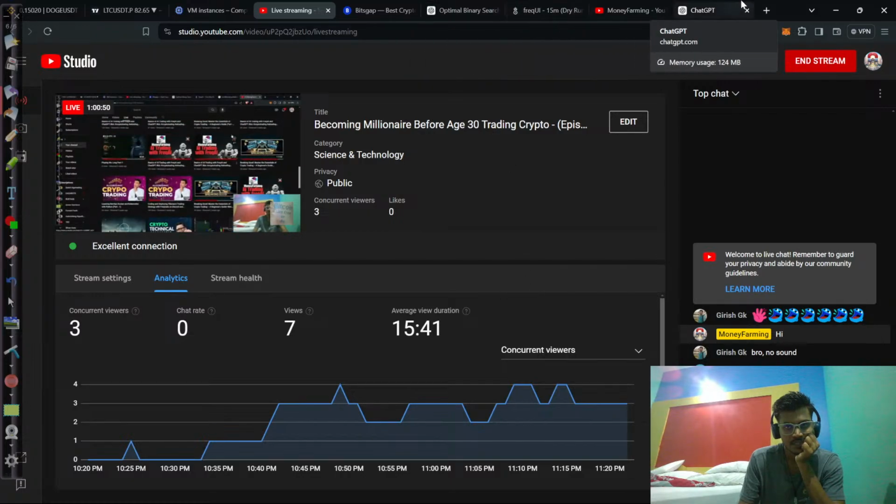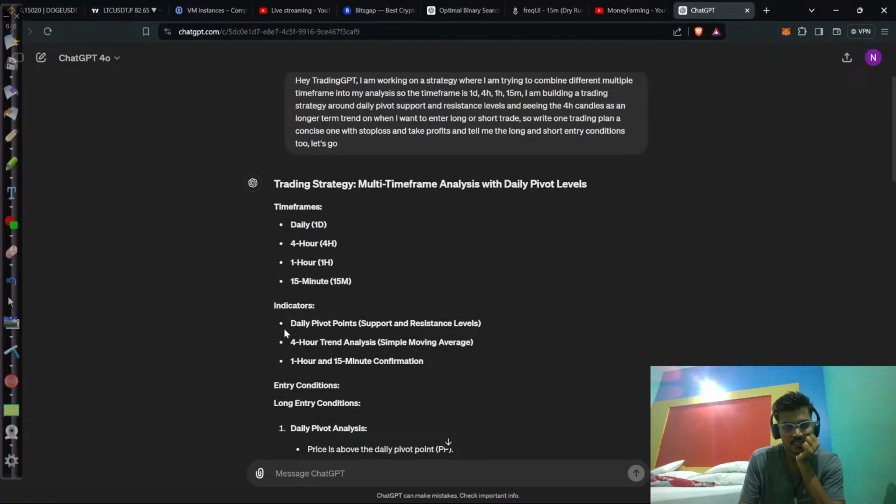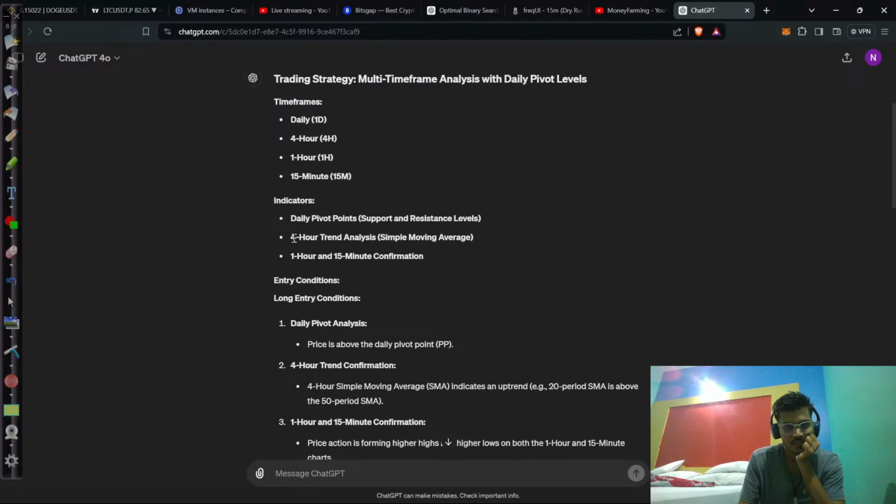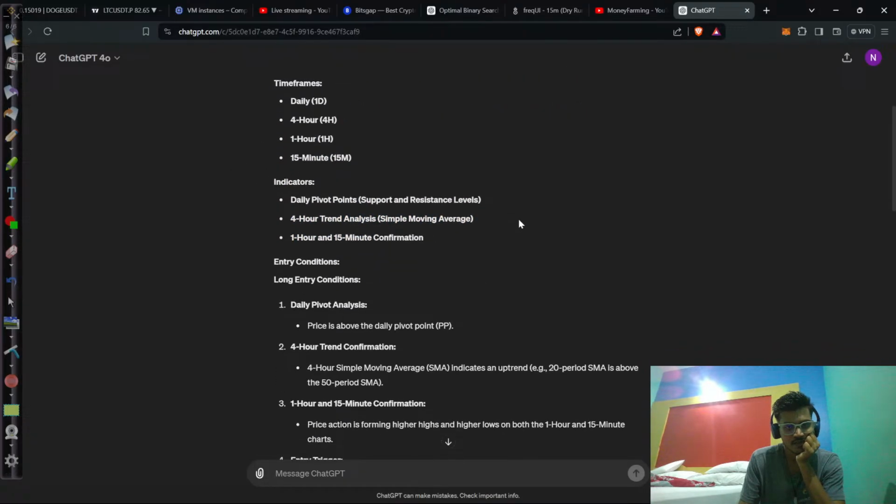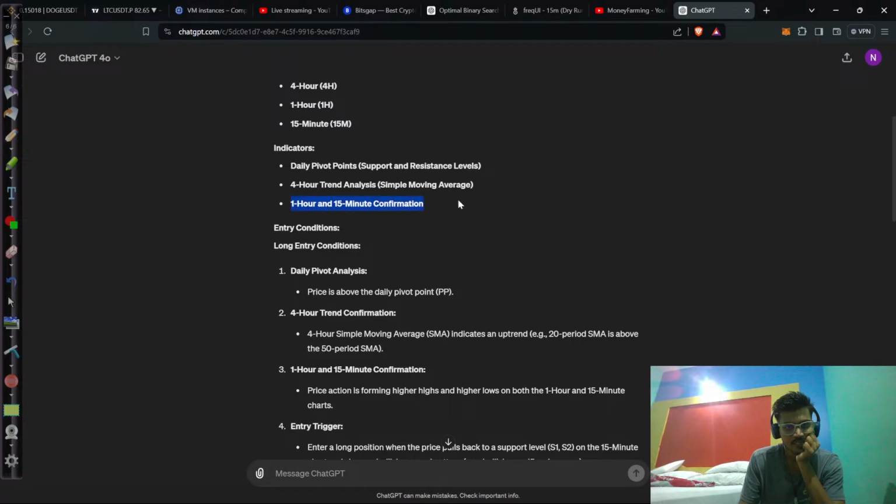Okay, I think with this now, this might give us really good signals. So the 4 hour trend has simple moving average 20 and 50, and then your 1 hour and 15 minutes confirmation, and their daily pivot. So all right, let's do this.